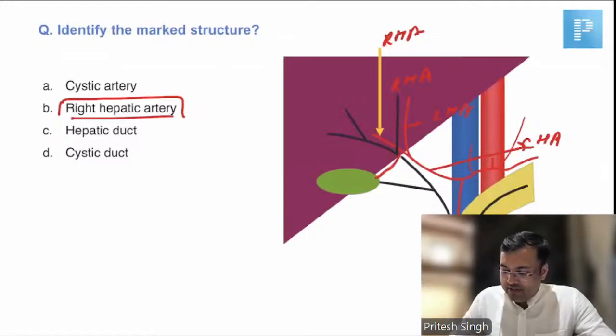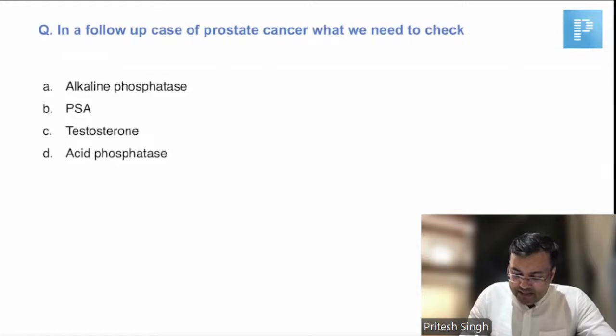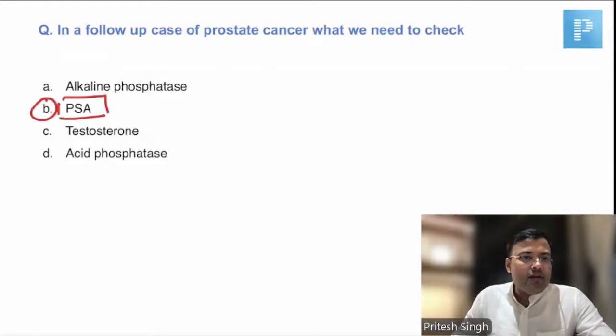Okay. Now see the next question. In a follow-up case of prostate cancer, we need to check what? PSA. Prostate specific antigen. So generally we go for PSA. So it is DRE plus PSA. So correct answer is B.